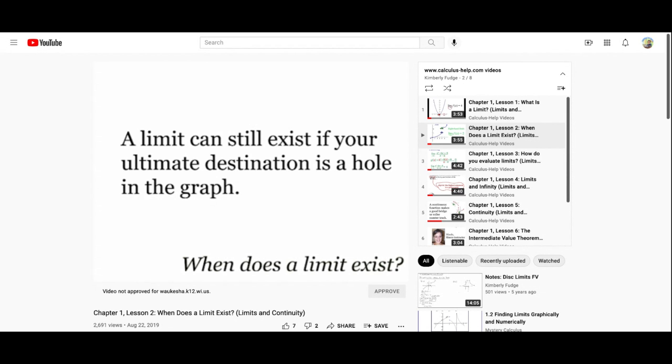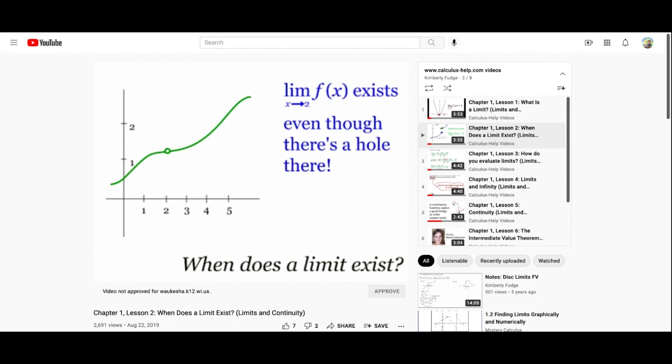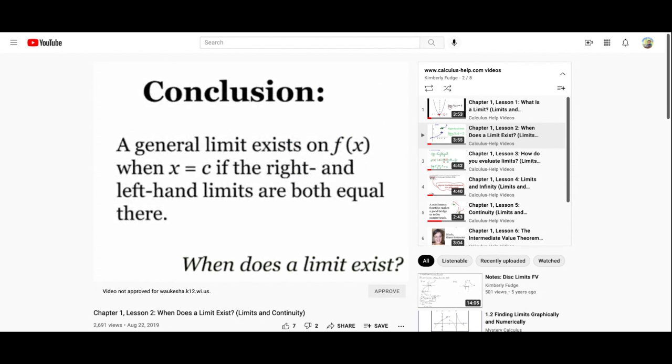In other words, mathematically, a limit can still exist if your destination is a hole in the graph, because it doesn't matter whether or not the point is actually there. What matters is that you arrived at that point, coming from the right side and the left side. In conclusion, a limit exists on a graph if you arrive at the same height coming from both the right and the left side of the given x value.